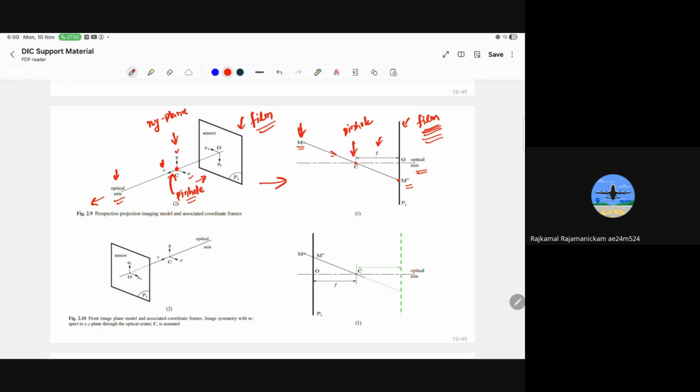So when I was mentioning the forward imaging model or front imaging model, this is the front imaging model. This is the pinhole location representing the camera. You are moving this film in front of the pinhole, and in front means to the positive side. If you take this Z axis, this side is positive and the other side is negative. If you place the film on the positive side of the Z axis or optical axis, then it is your front imaging model or forward imaging model.